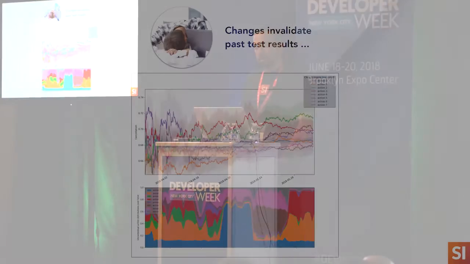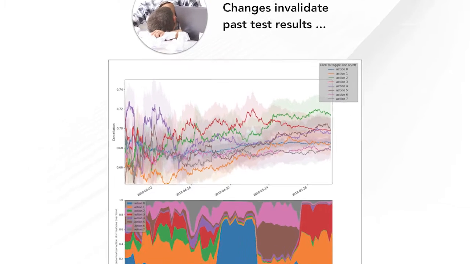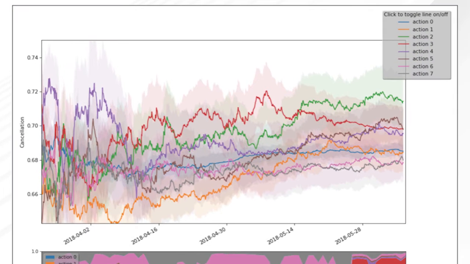Here's a concrete example for changes in validating past test results. On the upper chart, you see, and it's a little small, I apologize, but you see 7 or 8 actions, the performance of 8 actions plotted over time. It's about a time period of about 2 months.